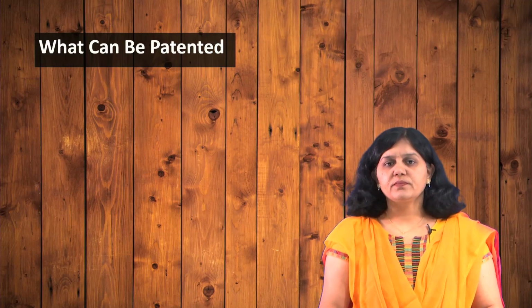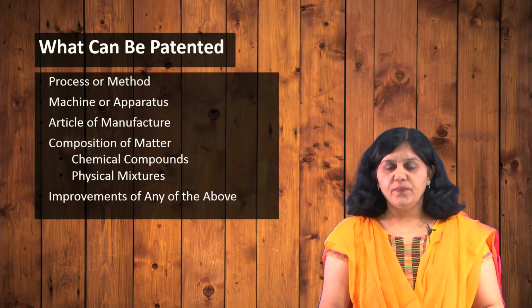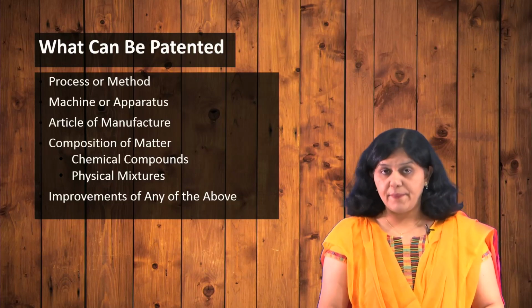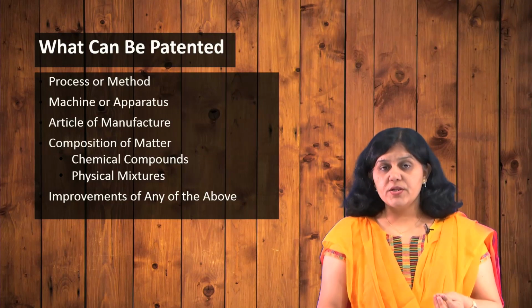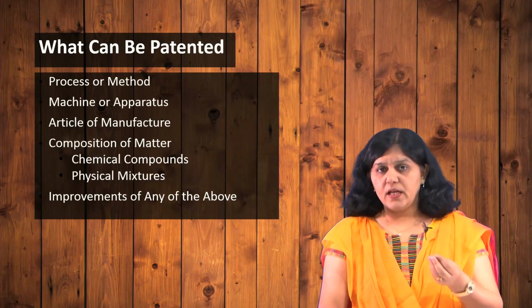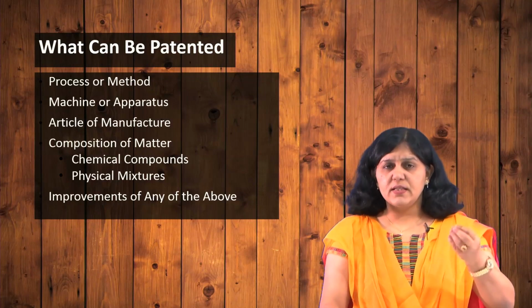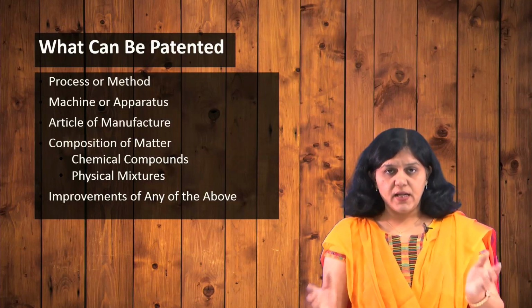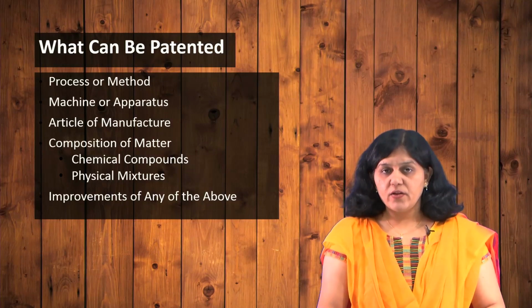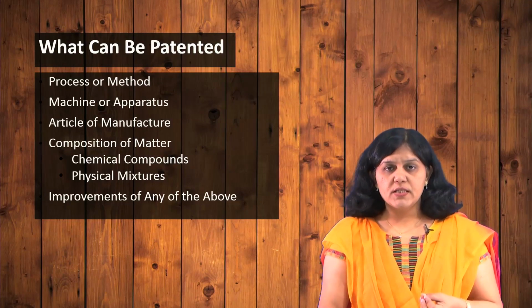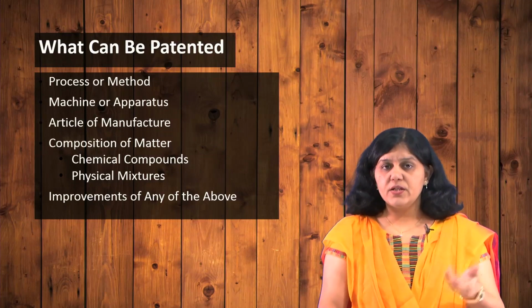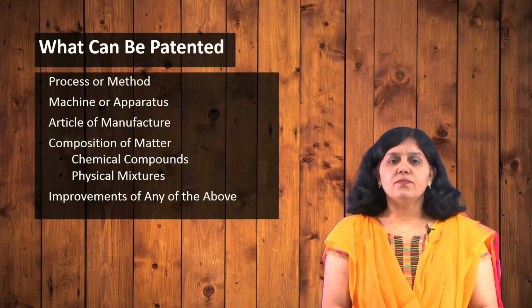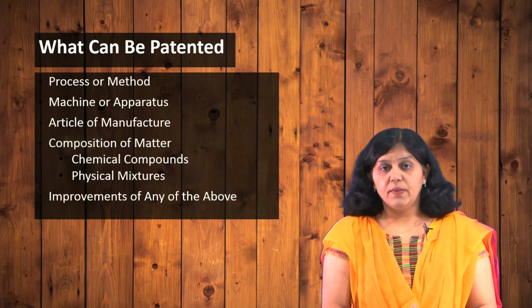So, it can be a process or method, it can be a machine or apparatus. When we are talking about a process or a machine, it can be parts of a machine, parts of that apparatus, like spare parts in the automobile industry. So, you can think widely accordingly. Then article of manufacture, composition of matter. So, if a medical composition is there or any chemical-related composition, if you are a chemical engineer or a chemist, if you design some formula, then that can be patented.